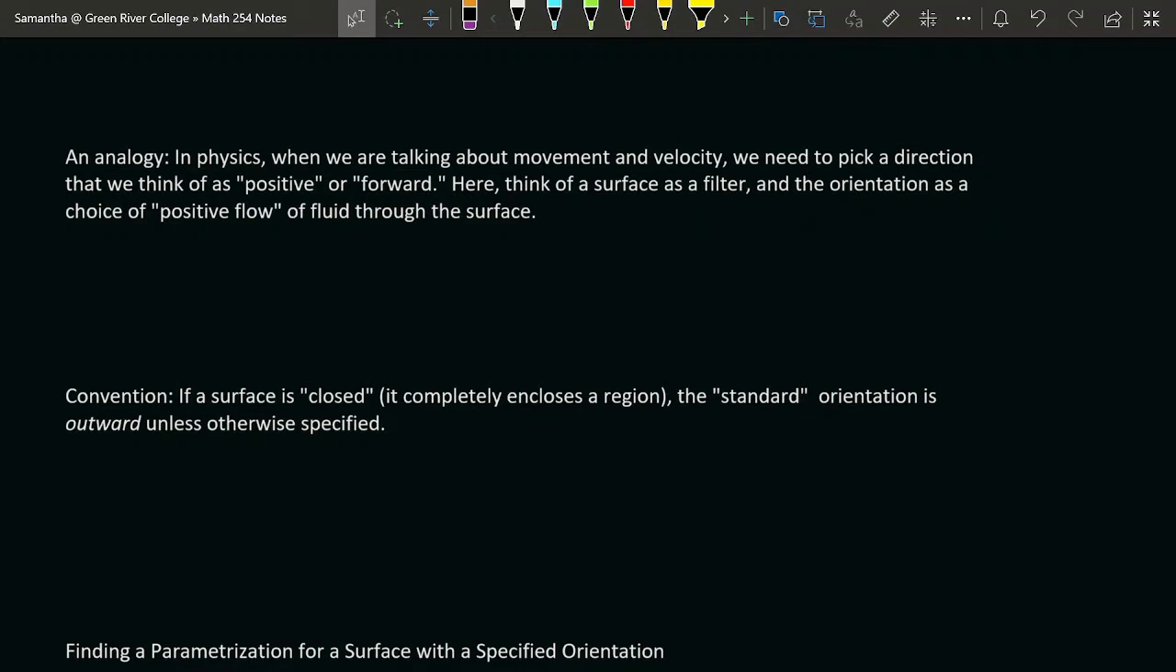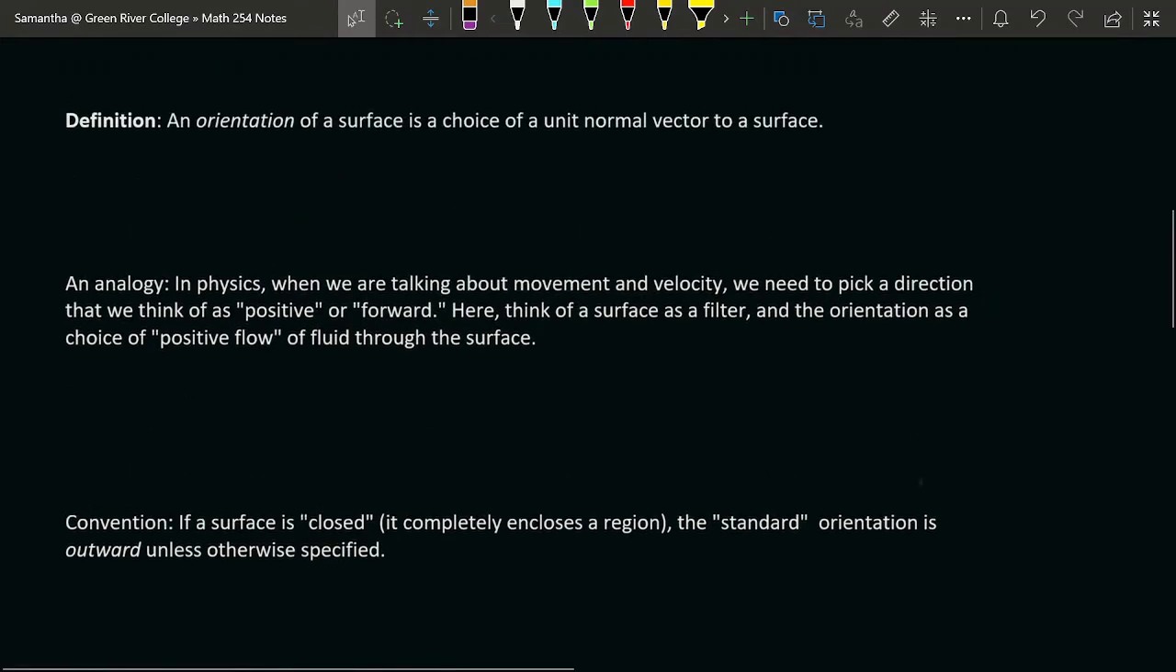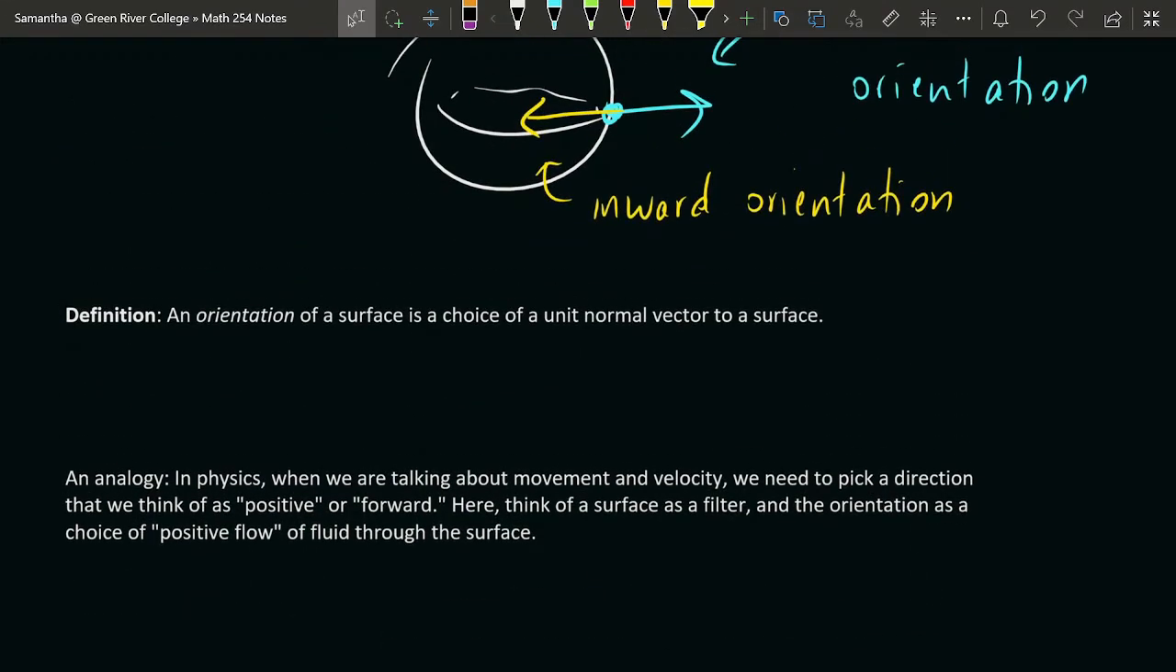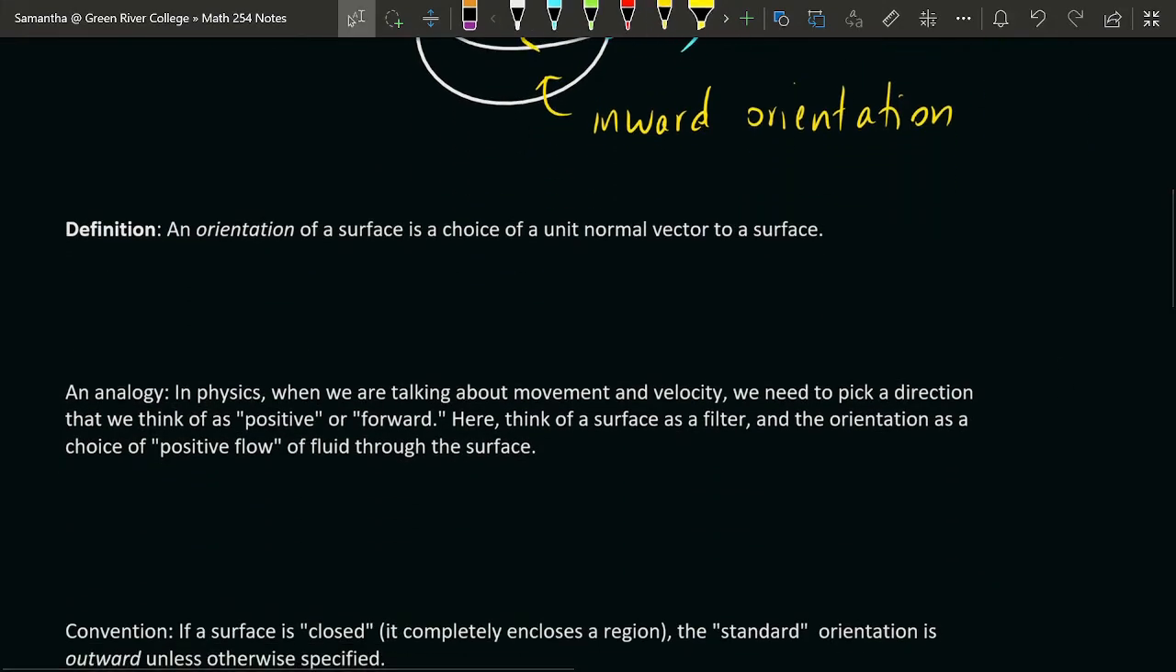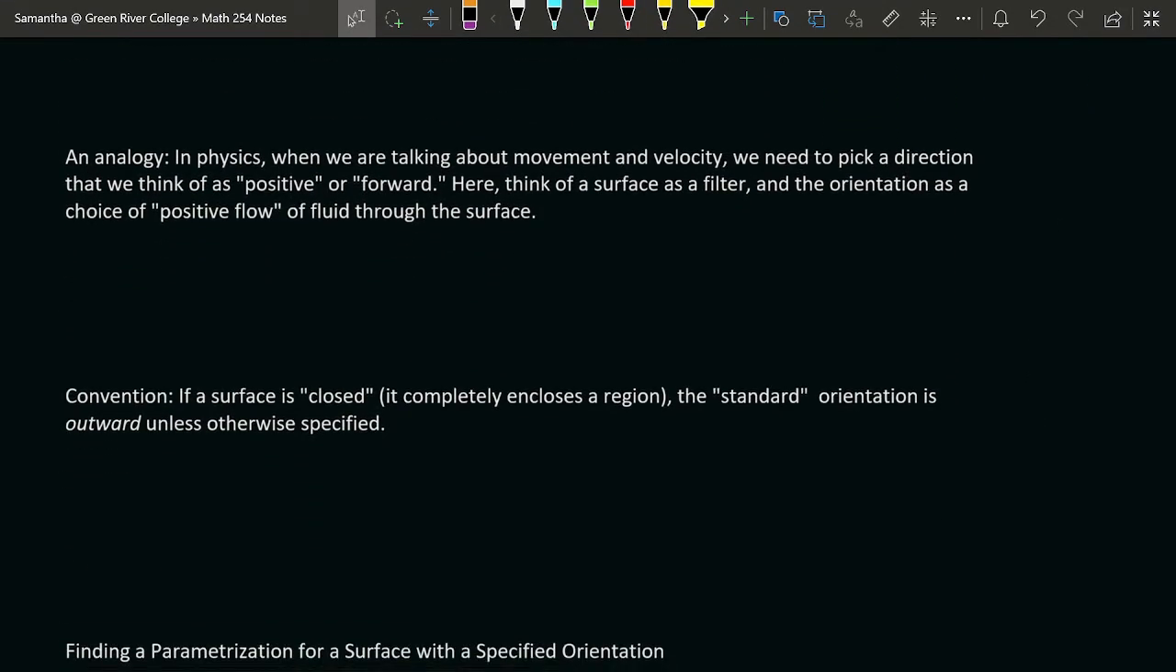It helps me to think about the surface in the problem as being like a filter, like a pool filter. And when we choose an orientation, we're making a decision about what direction of flow through that filter will be treated as positive. Will it be a positive flow if we move out through the sphere, or will it be a positive flow if we move into the sphere? That is what we're doing when we're choosing orientation. We're choosing a positive direction so that all the signs in our calculation are consistent and make sense.